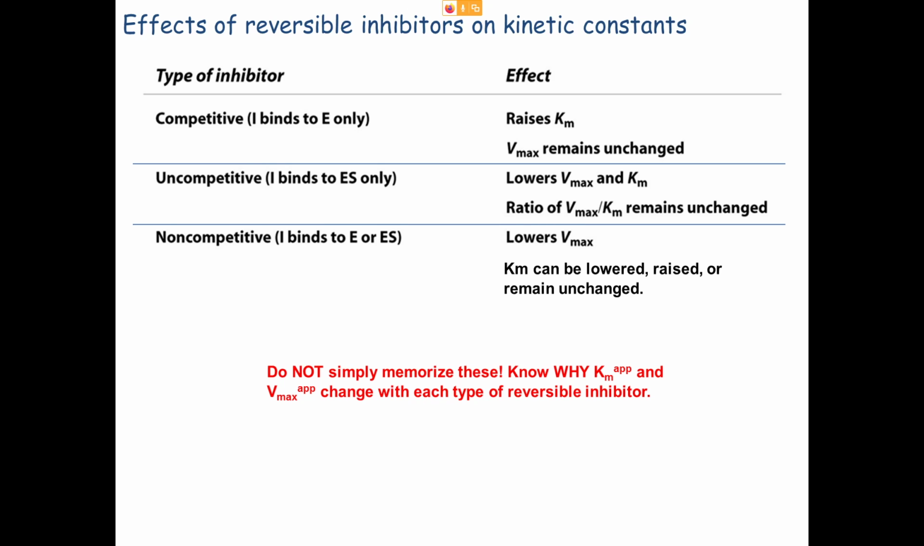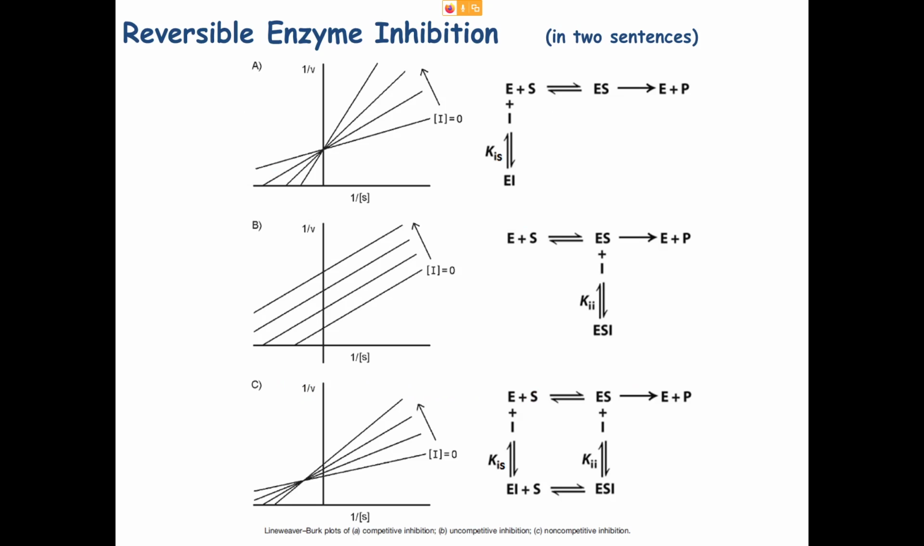Okay, so what I like to do is summarize everything we just said in 2 sentences. That sounds crazy. Can you do that? Sure. I want you to come to the same conclusion I will. So let's look at the one on the right first. On the right, we have our 3 schemes, once again, that you're familiar with. We have E plus S binding to make ES. ES could fall apart into E plus S, or it could turn into product and release the product, E plus P. And that's listed in all 3 cases.